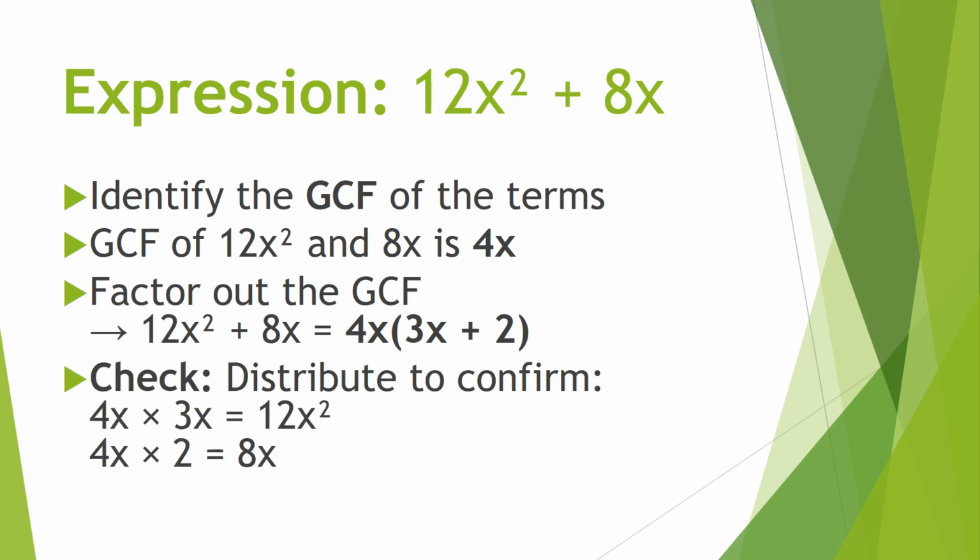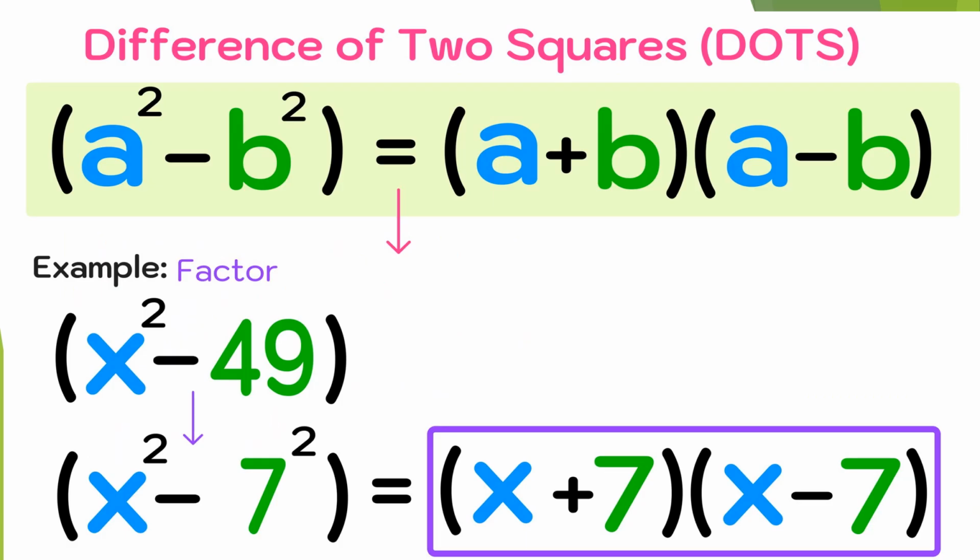Check. 4x times 3x, that is 12x squared. 4x times 2, that is 8x. Now, let's go to the difference of two squares.